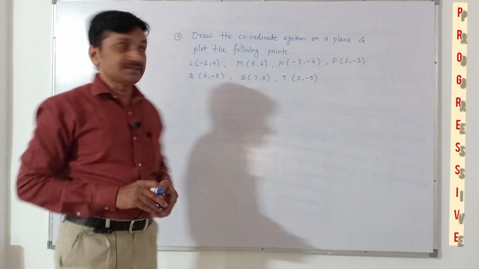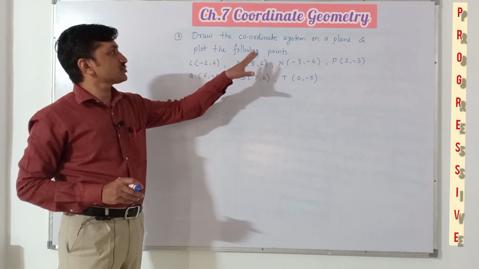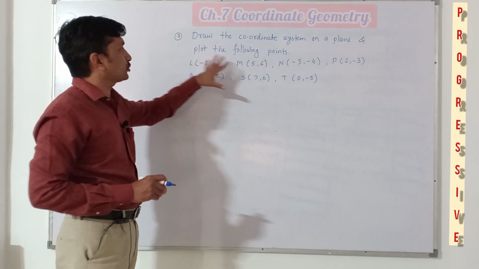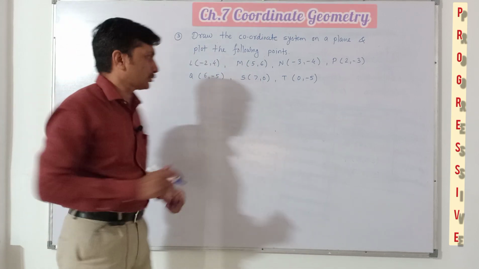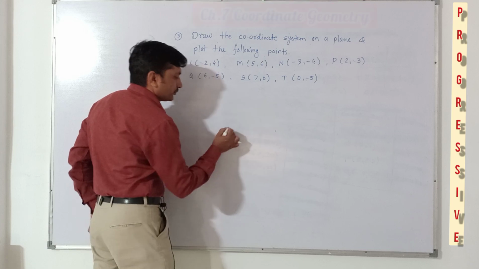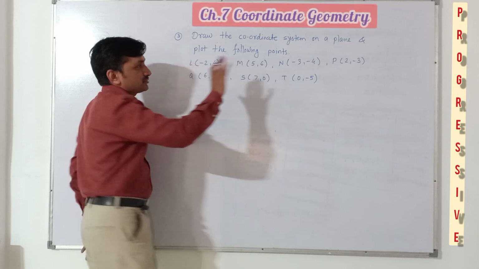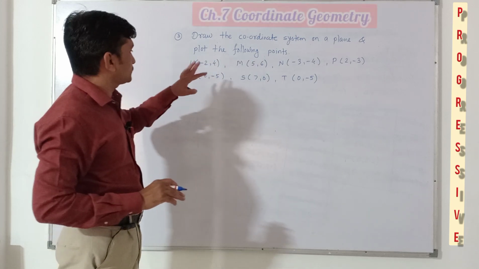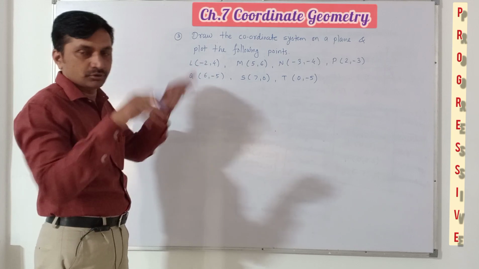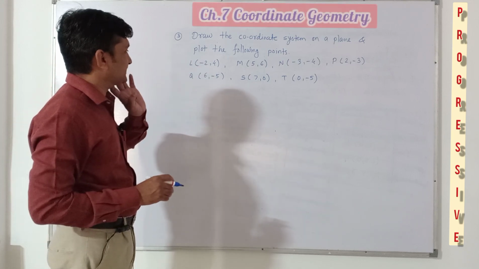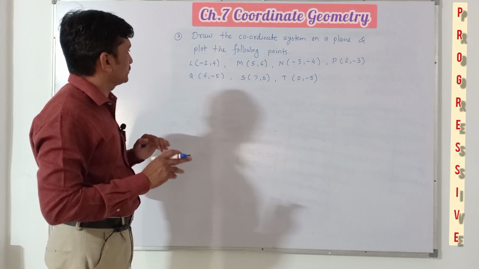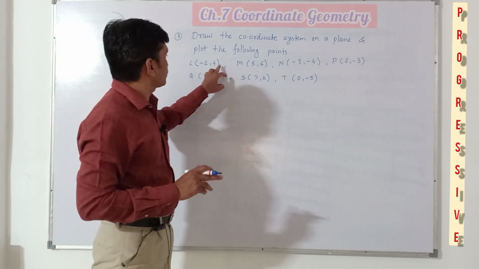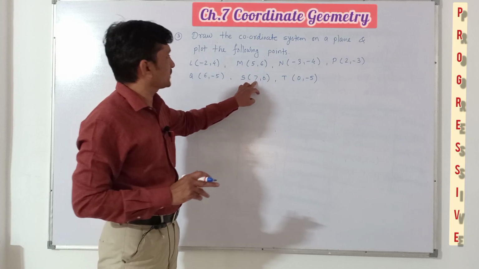Example number 3 is draw the coordinate system on a plane and plot the following points. Here on graph paper we have to plot these points. For that, first, you see what is the highest coordinate, because these many points we have to draw to all four sides. It is not necessary, but generally we write equal numbers on all four. Now here I think 7 is the highest.